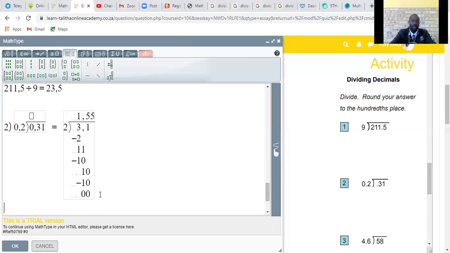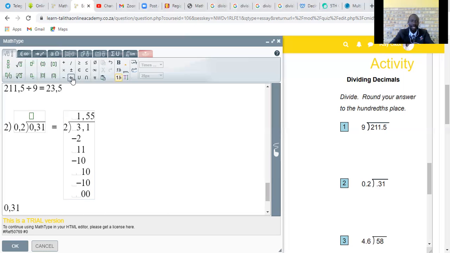Well then, from this we can conclude that 0.31 when divided by 0.2, what we get is 1.55. Yes, that is how we would handle question 2 of activity 1.